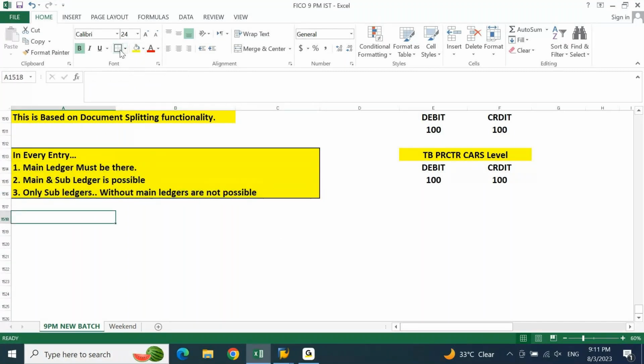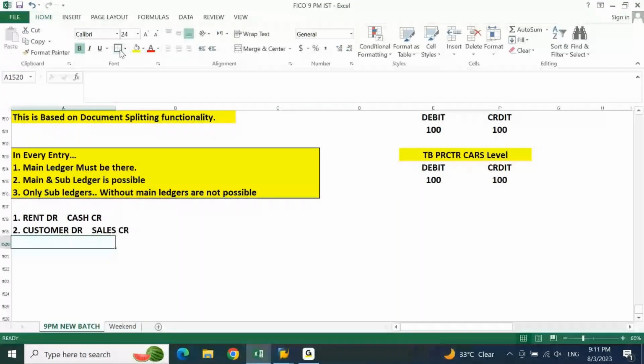let me write point number one. Main ledger: I'll say rent debit, cash credit. Now this is main ledger, correct? Only main ledger. Yes, sir. Both are main ledger. Point number two, customer debit, sales credit. Is this main ledger or subledger? One subledger, one main ledger. Right? Point number two is clear. Yes, sir.